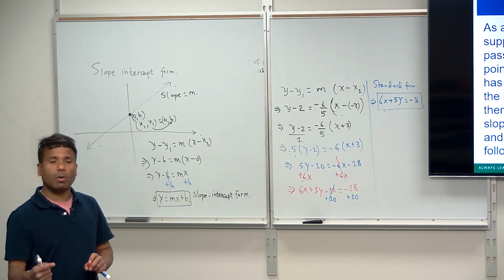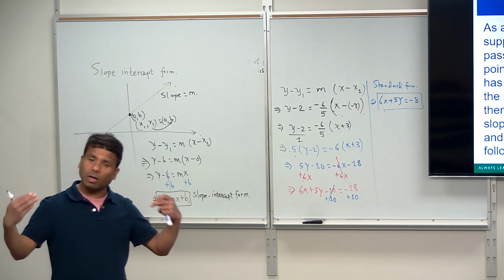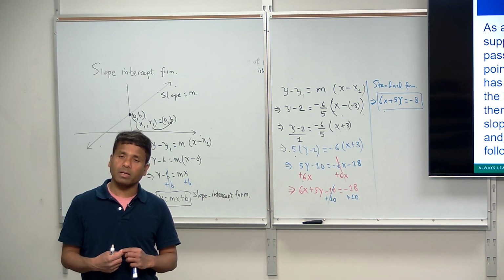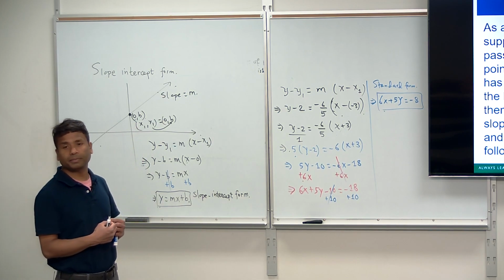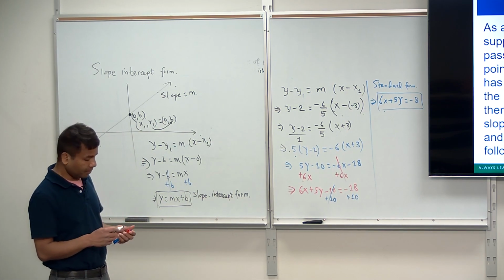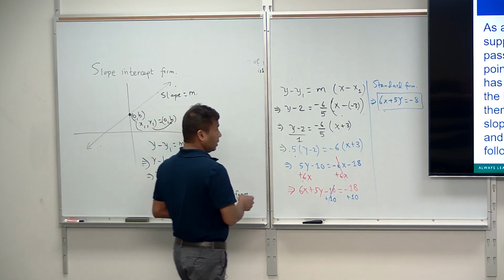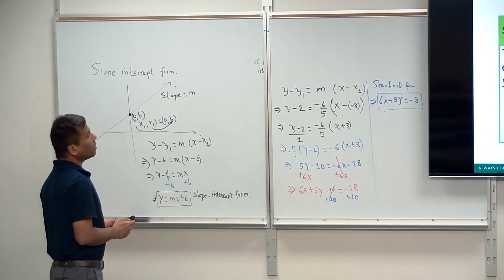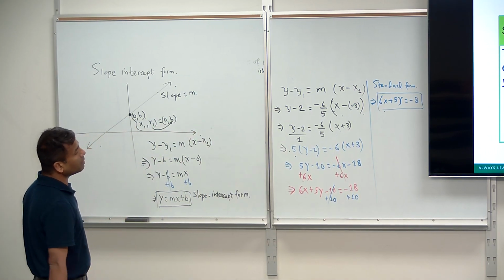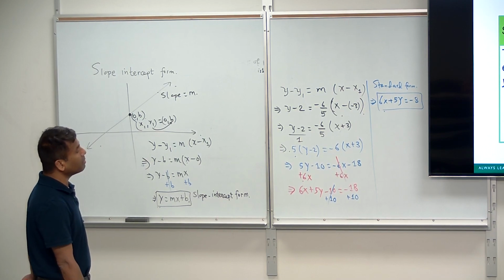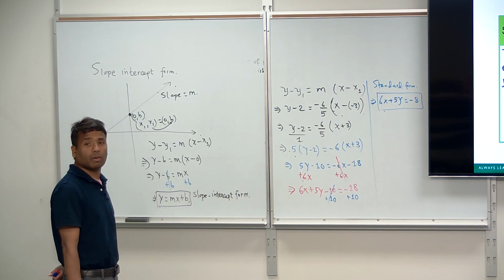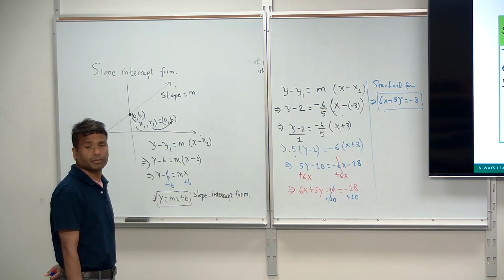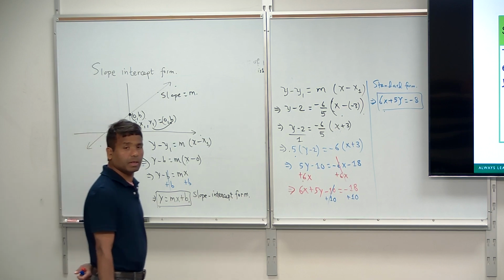Yes? So now what you need to know is, if you have the slope and the y-intercept of a line, we can find the equation of the line. Good. The slope-intercept form of the equation of the line with slope m and y-intercept (0, b) is y equals mx plus b. Good.